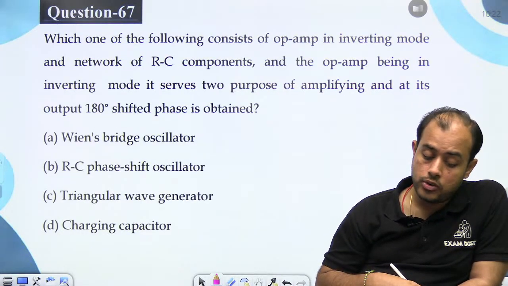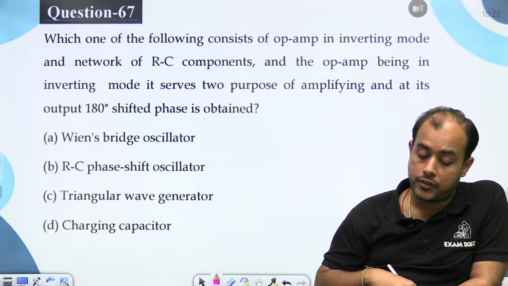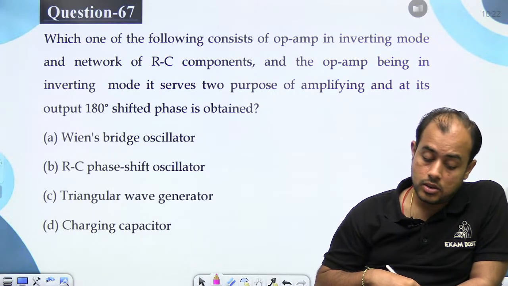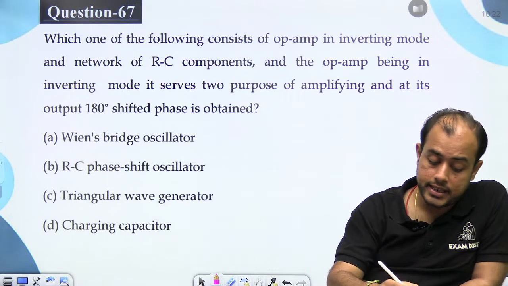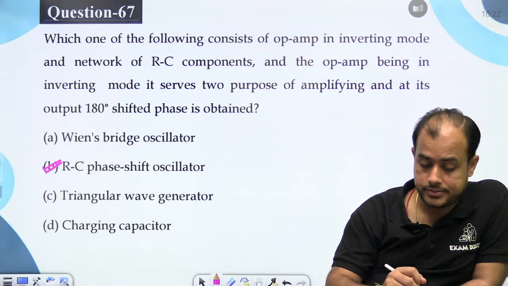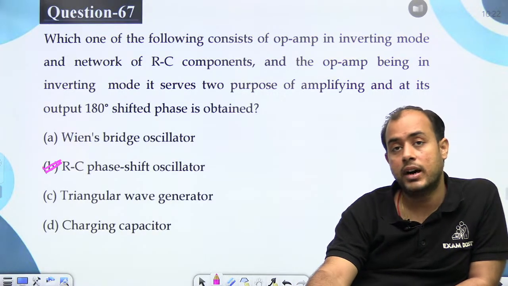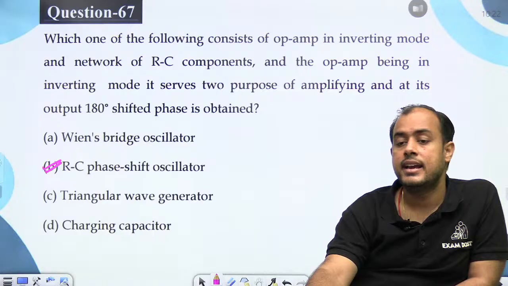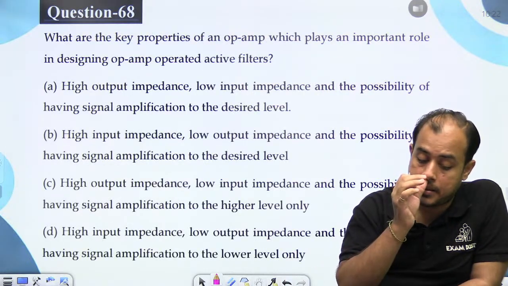ESE 22, which of the following consists of op-amp in inverting mode network of RC component? Okay, op-amp serves the purpose of amplifying. So that is RC phase shift oscillator. यहाँ पे op-amp amplifier का काम करता है, 180 डिग्री का shift देता है, and you have a feedback network consisting of R and C.